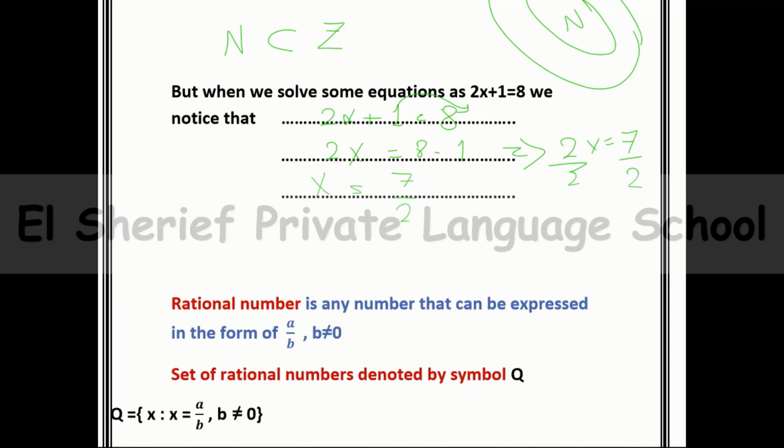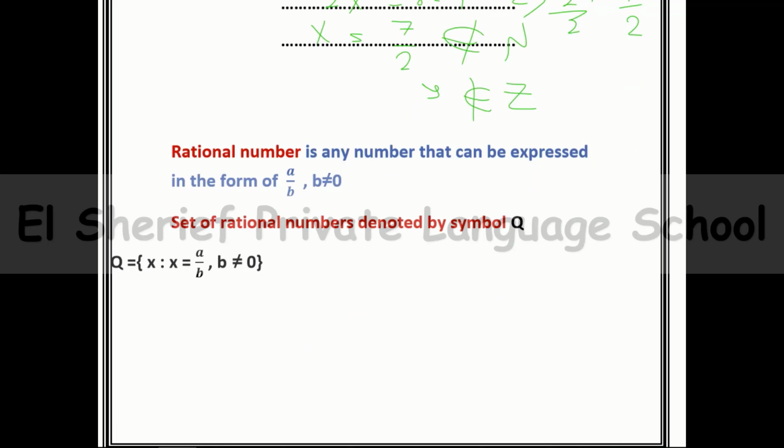7 over 2 doesn't belong to the natural numbers, and 7 over 2 doesn't belong to the set of integer numbers. So I must have a new set that includes these numbers, 7 over 2 in the form of a over b. This is a rational number. This new number is called the rational number.